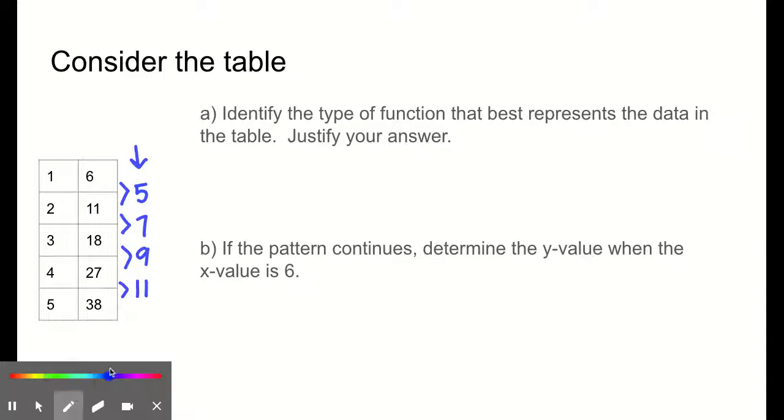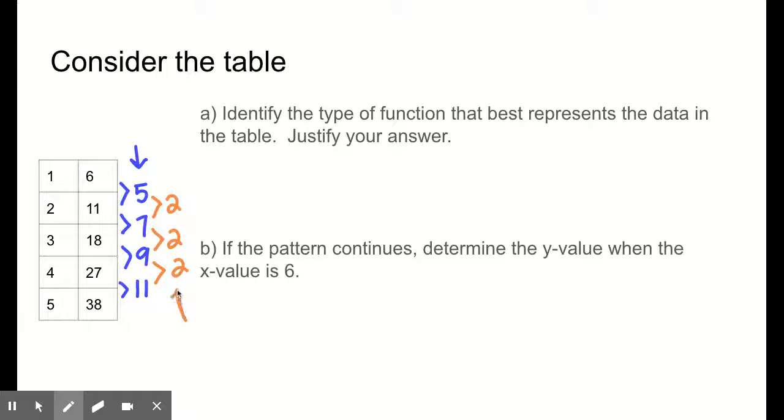So the next thing we have to check for is a common second difference. So from the first differences, we see what the differences between those values are. So from 5 to 7 is a difference of 2. From 7 to 9 is a difference of 2. From 9 to 11 is a difference of 2. So we do have here a common second difference. When we have a common second difference, that indicates that the data in the table represents a quadratic function.